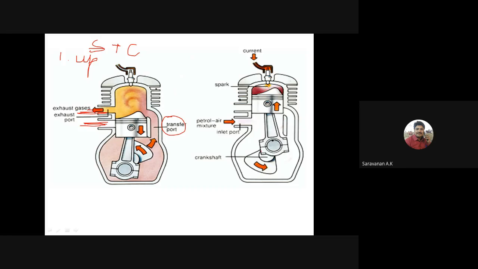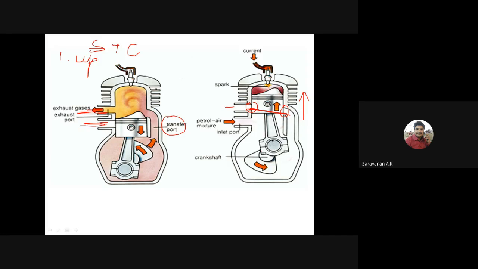What will happen here is the piston moves from BDC to TDC, that is the upward direction, right? During the upward direction, the exhaust port is closed and the transfer port is closed. The exhaust port and the transfer port are almost in opposite directions.